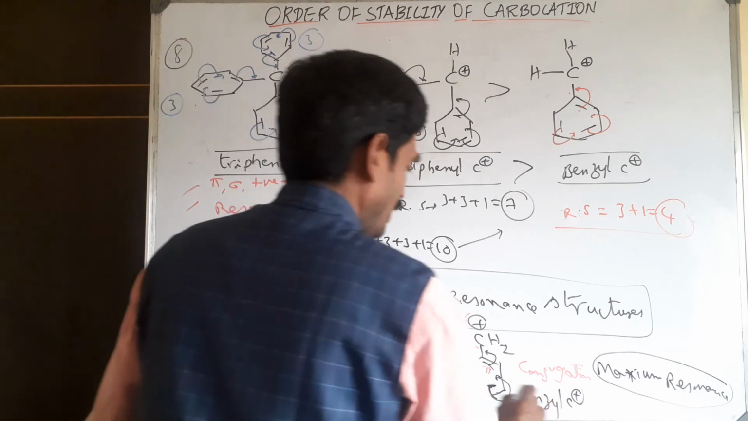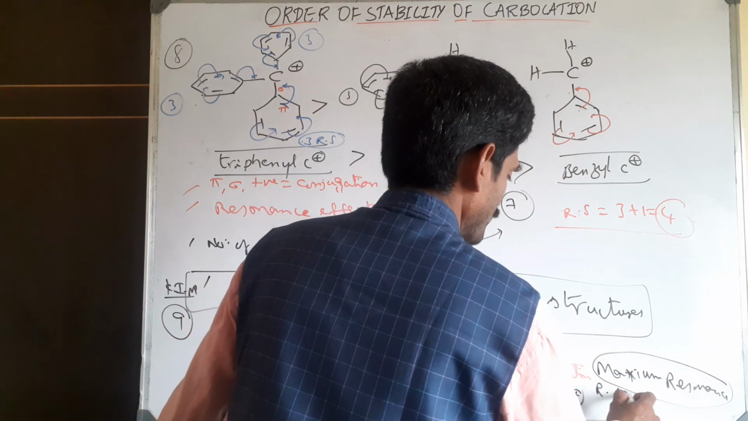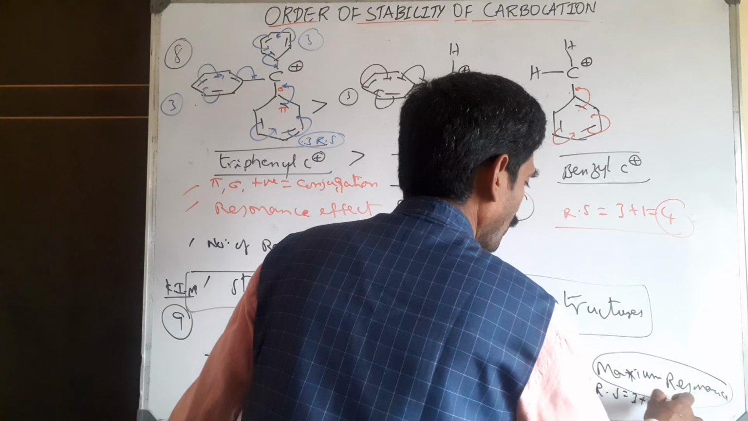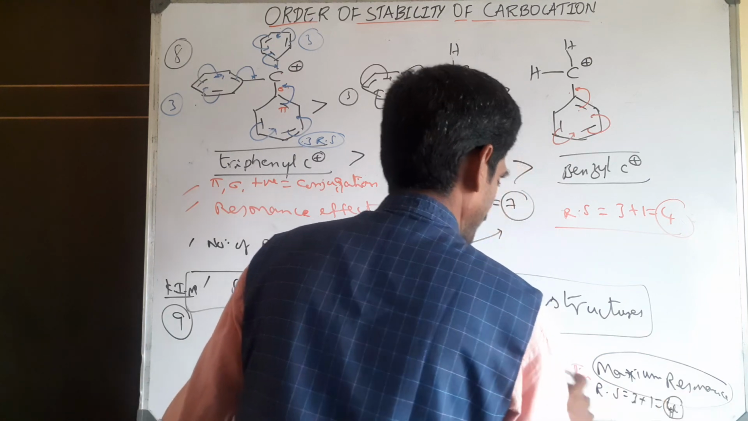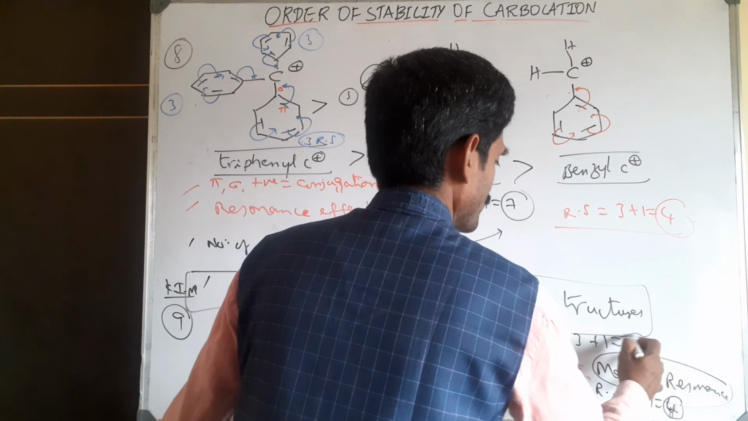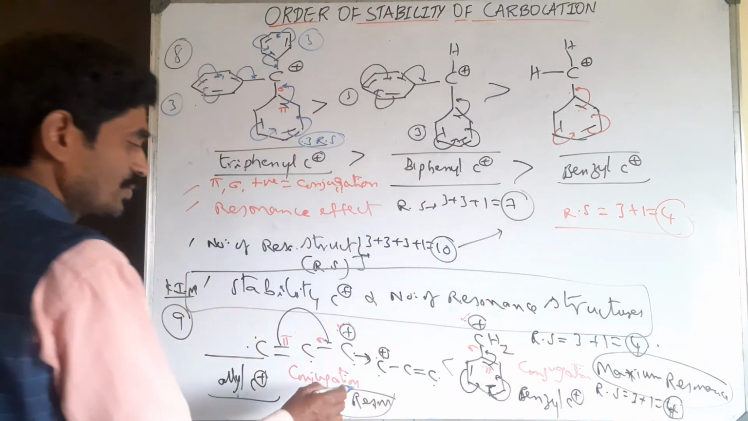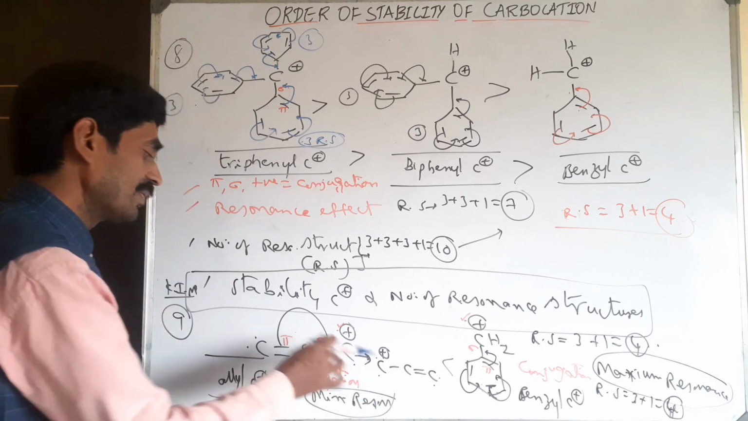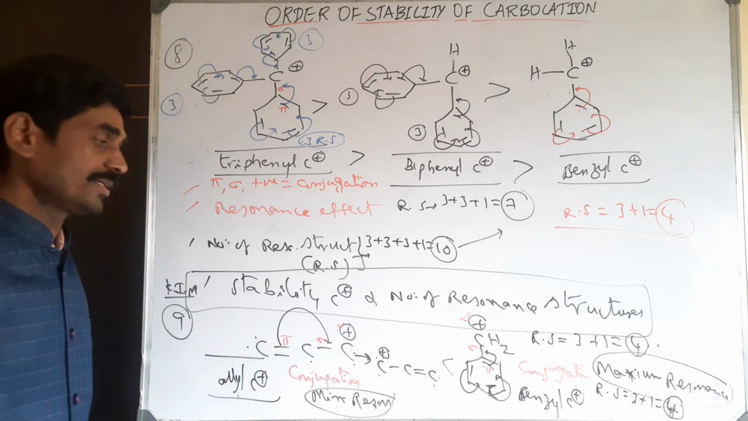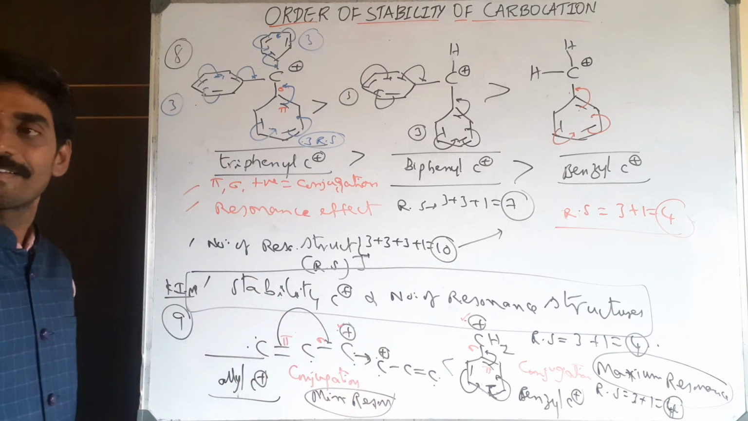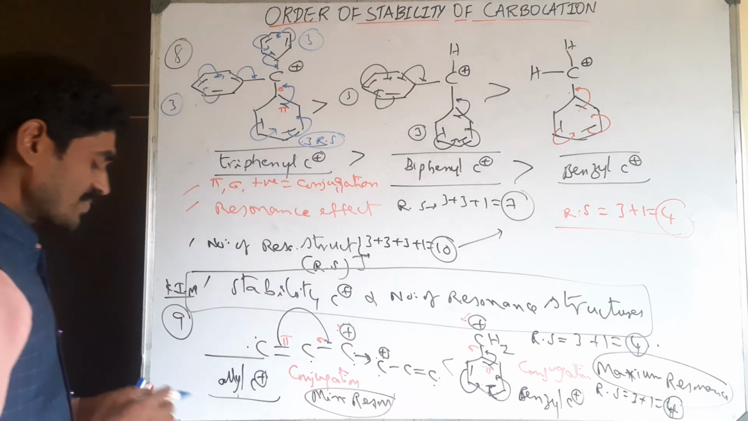How many resonance structures do you get? The number of resonance structures is 3 plus 1, so 4 resonance structures you get. My dear students, how many resonance structures will you get? 3 plus 1, 4 resonance structures. But here you get only 2 resonance structures, due to the minimum resonance in the case of allyl carbocation. So that's why benzyl carbocation is more stable than allyl carbocation. Fine? Yeah. Next one.